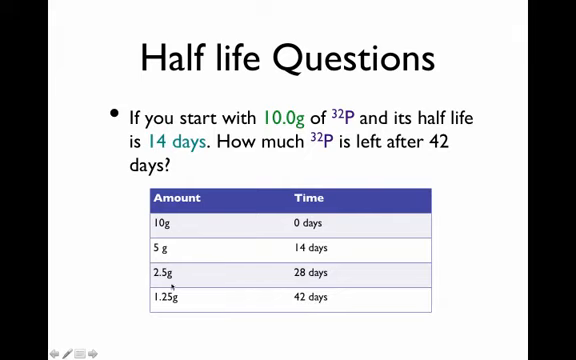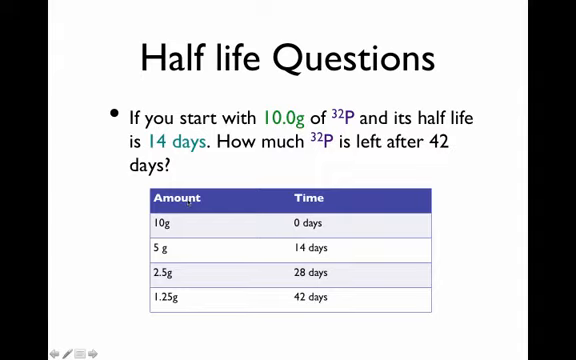After 2 half-lives, we have 2.5 grams. We have half of the 5 that was left over. And after another 14 days, which is 42 days, we have half of 2.5 grams, which turns out to be 1.25 grams. And so this is the standard way that you should do these types of half-life questions.